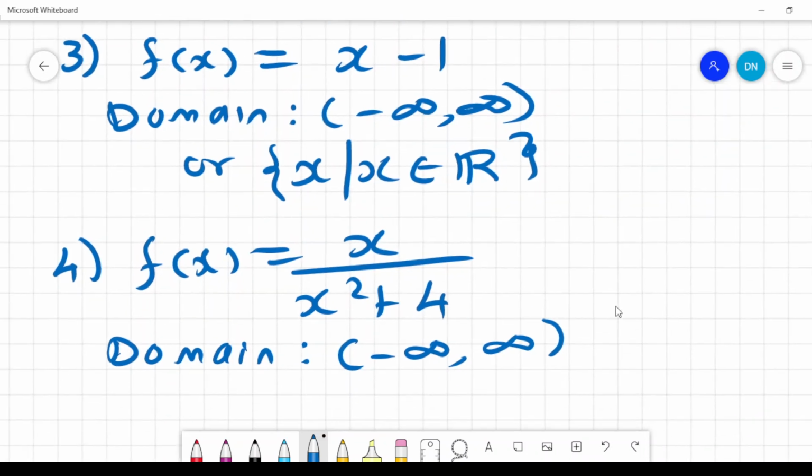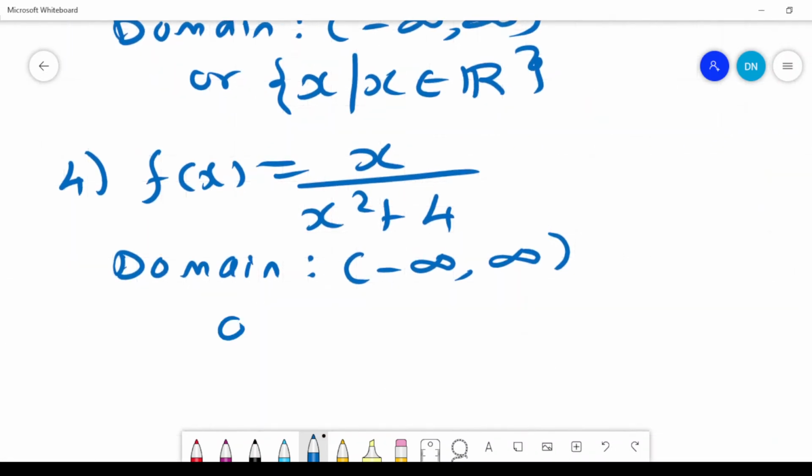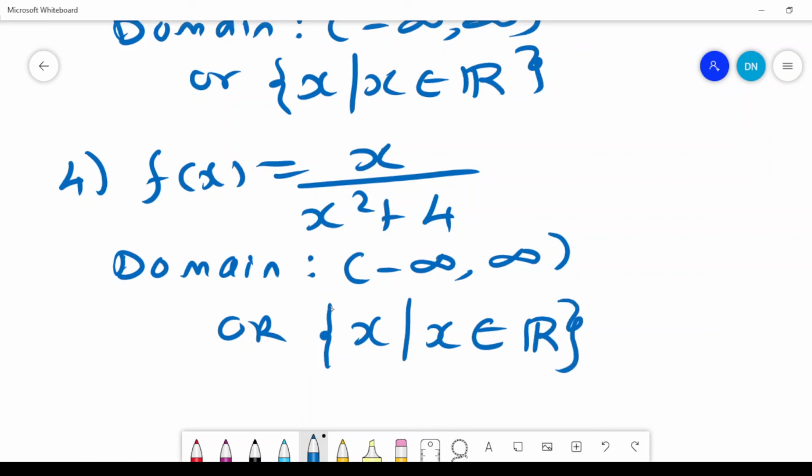We can either write that or we could say it is x such that x is an element of R. And that gives us the solution to the function that we have.